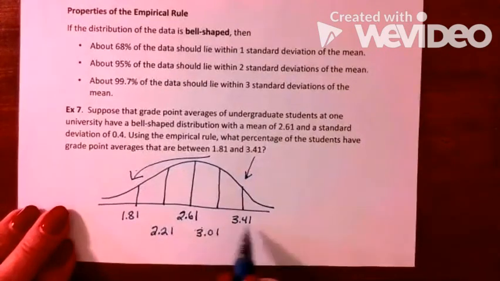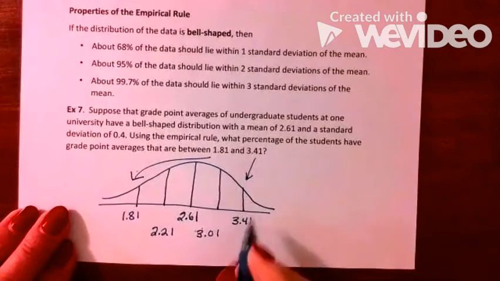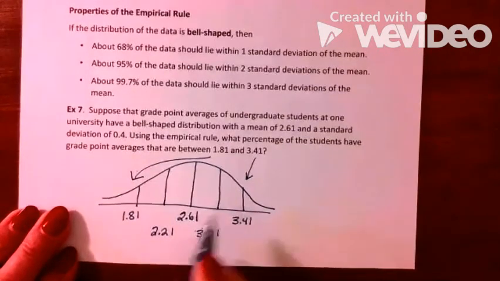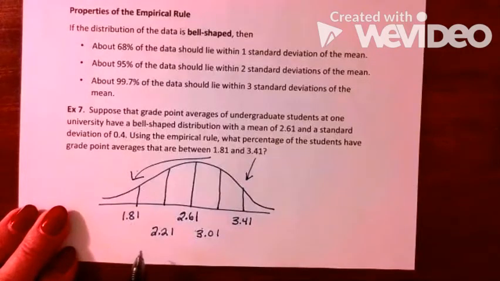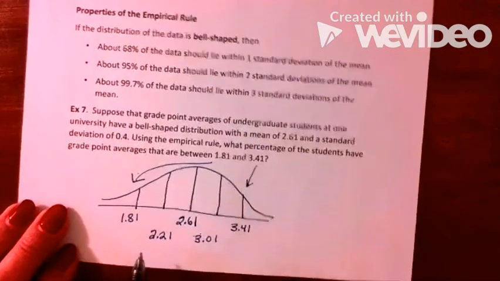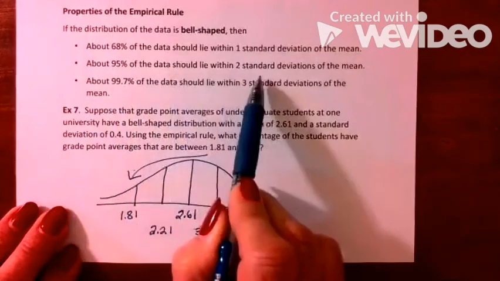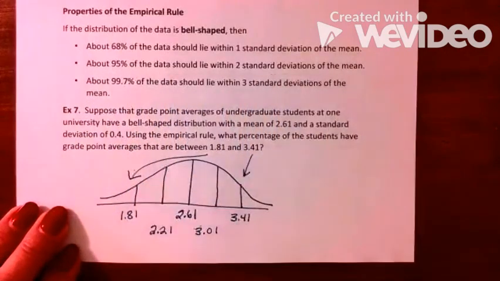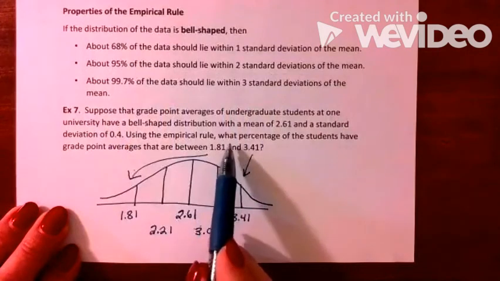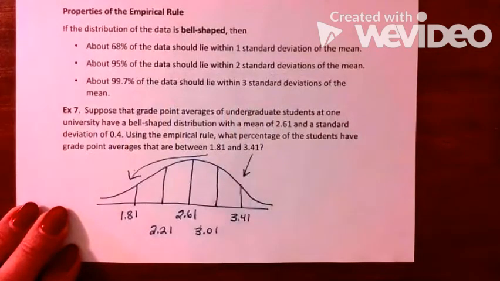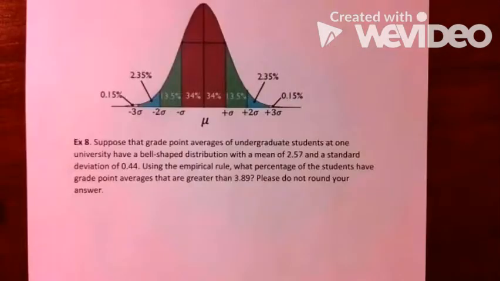As you can see, I have gone out 2 standard deviations above the mean in order to get to 3.41, and gone 2 standard deviations below the mean in order to get 1.81. And if you'll recall, about 95% of the data should lie within 2 standard deviations of the mean. Therefore, the answer to what percentage of the students have grade point averages that are between 1.81 and 3.41 is about 95%.